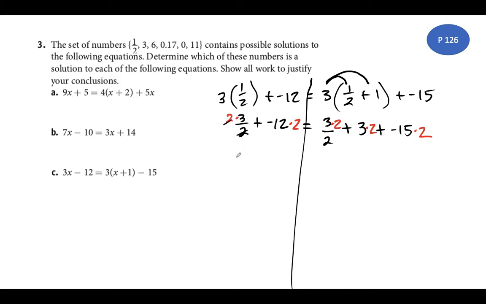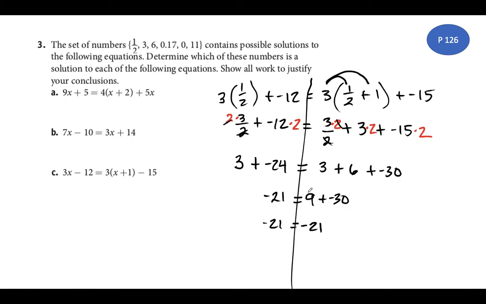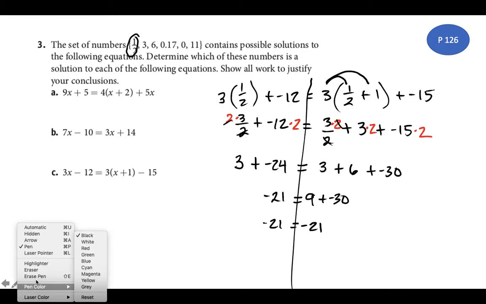2's cancel here, and I get a 3 for that term. 2 times negative 12 is negative 24. 2's cancel here, and I have a 3. 3 times 2 is 6, and 2 times negative 15 is negative 30. 3 plus negative 24, they're going to eliminate, and I get negative 21. 6 plus 3 is 9, plus negative 30. Oh, look at that! It worked! The first number I tried totally worked. That makes me suspicious. Does that make you suspicious? The first number worked. Let's try another one.